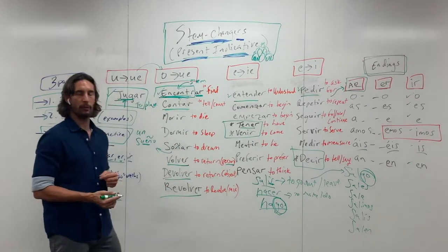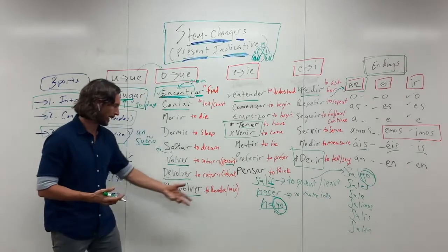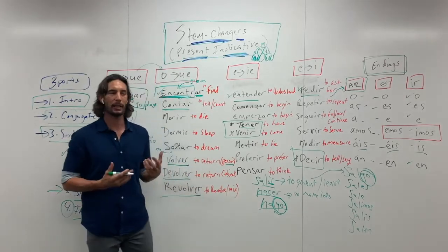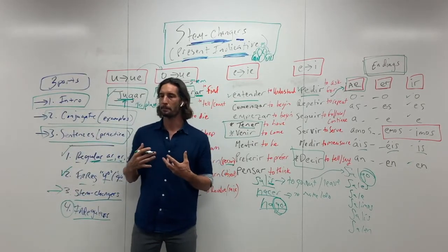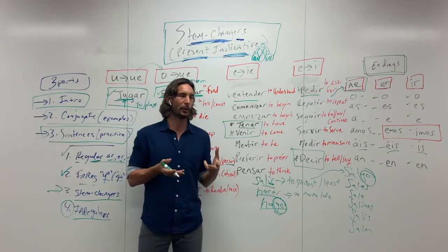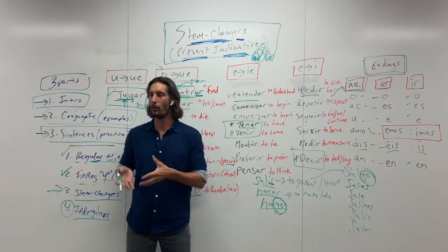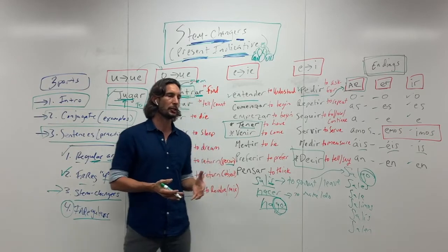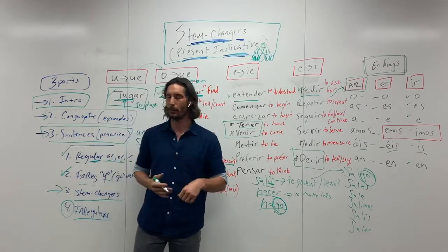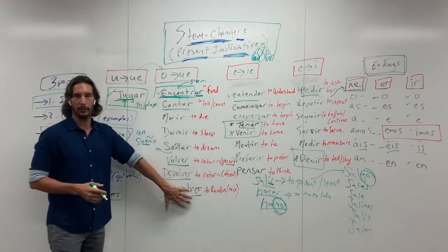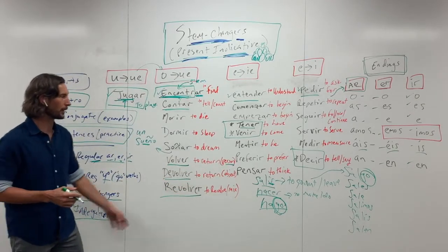Revolver is to revolve, right? Or to, I think I have here, mix, right? And the reason I have mix in there is because for those of you who like scrambled eggs, we actually call them huevos revueltos in Spanish. So they're like revolved eggs, if you will. And so it's a variation of that verb. It's the past participle, actually.